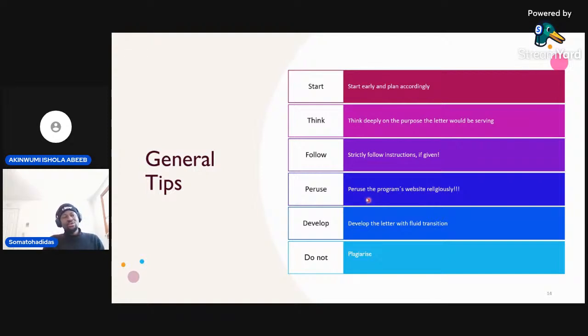So many people write a statement of purpose without any regard to the program website. Look at the keywords. What are the keywords? What are the hints and objectives of the program? How do you want to key into those objectives? How do you want to leverage those keywords on the program and connect them with your own experience and your letter, and then amplify your chances of getting a good decision? So it is important to peruse the program's website very well.